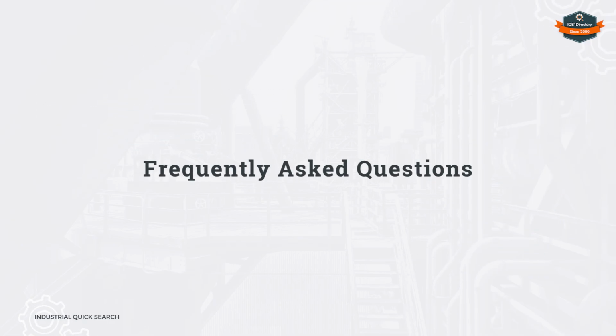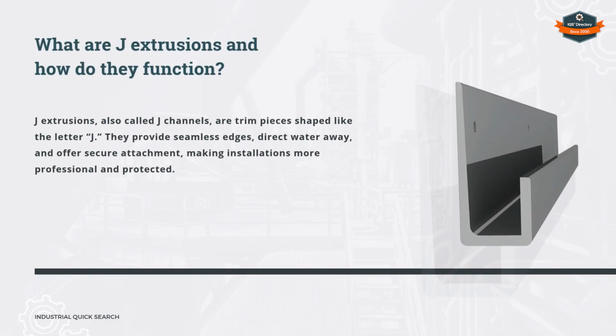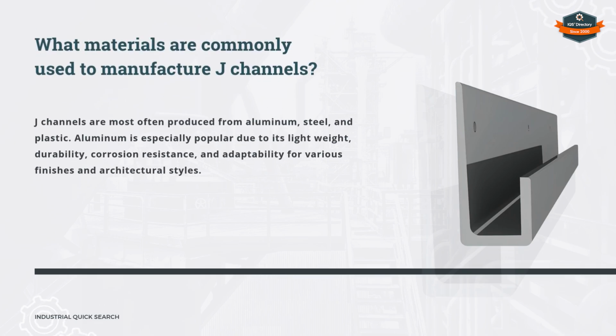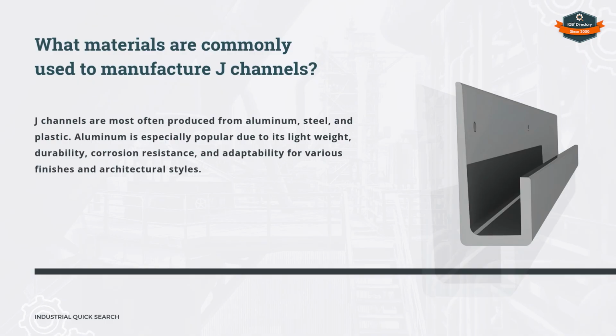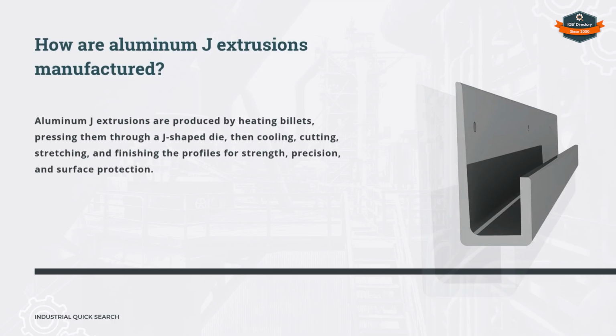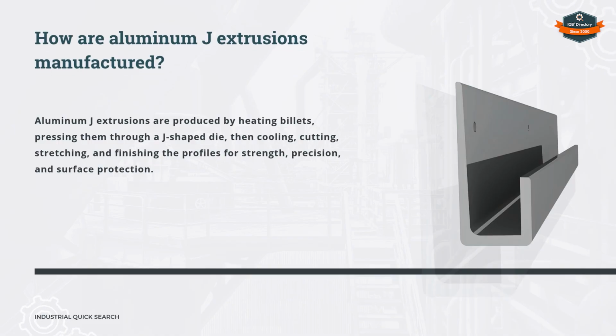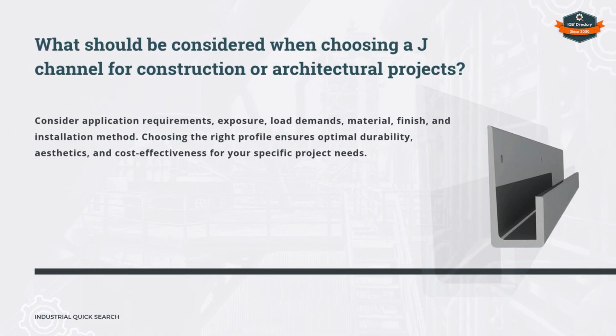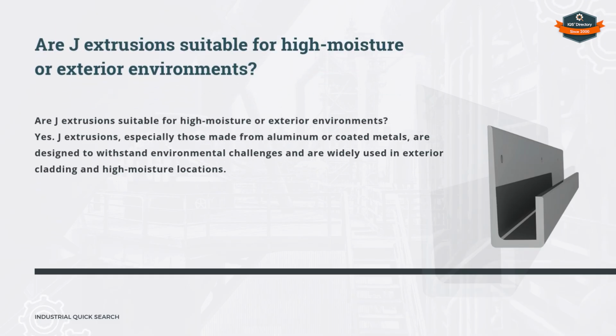Frequently asked questions. What are J extrusions and how do they function? What materials are commonly used to manufacture J channels? Which types of J channels are available and what are their uses? How are aluminum J extrusions manufactured? What should be considered when choosing a J channel for construction or architectural projects? Are J extrusions suitable for high moisture or exterior environments?